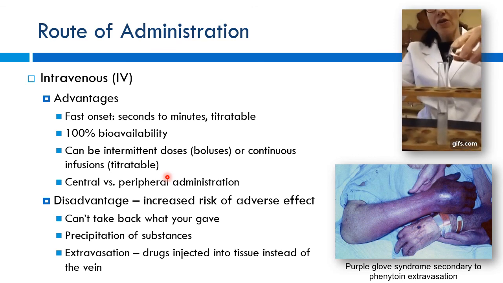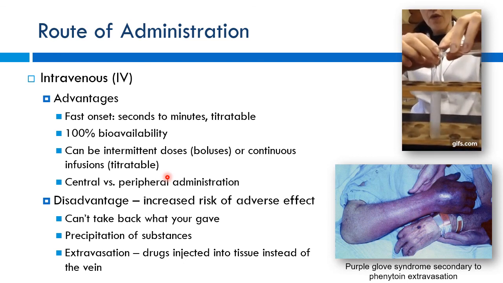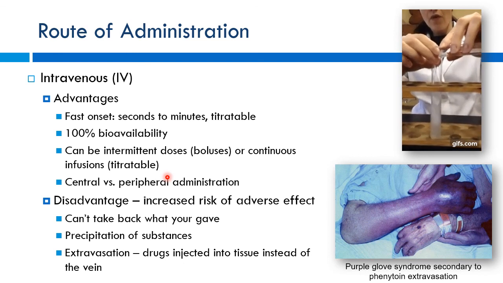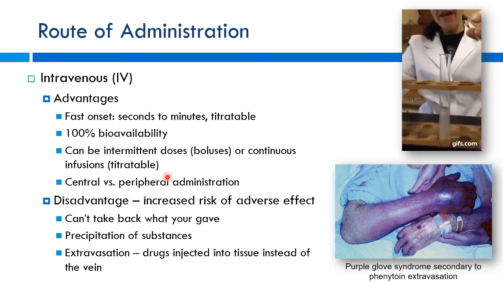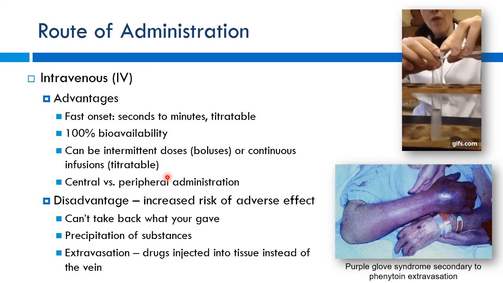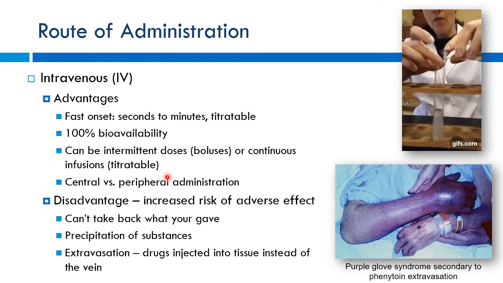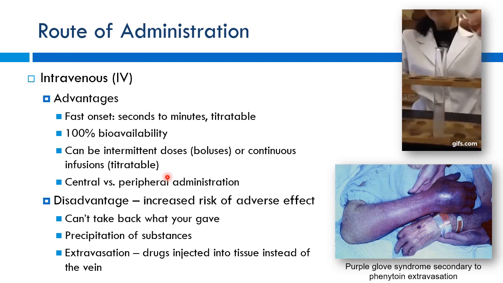When you give it via central administration, usually there's a catheter that's been placed somewhere around the vena cava essentially, right? And so that way the blood volume is much higher, the flow is much higher, and that dilutes out the drug much more quickly. The nice thing about that is because certain drugs are not great, they irritate the veins very much when they're in these small peripheral veins.